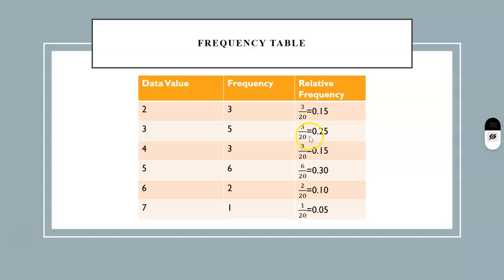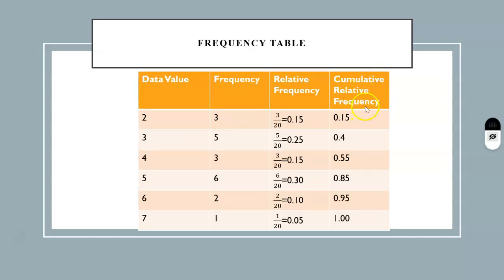5 out of 20 is 25%. 3 out of 20 is again 15%. 6 out of 20 is 30%. So we can calculate the relative frequency as the current frequency divided by the total number of frequencies.